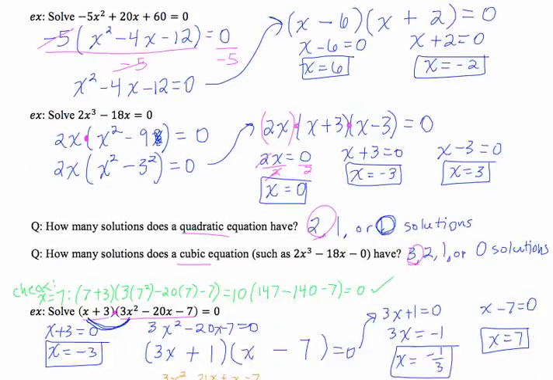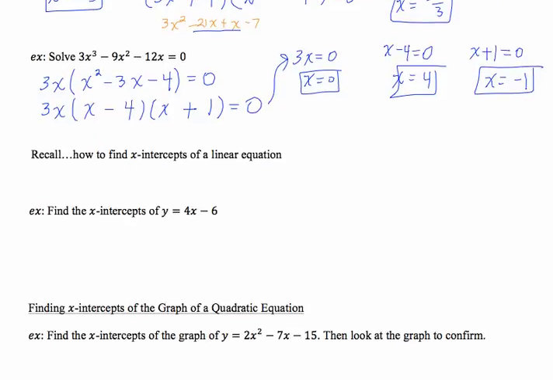Now I'm going to review a little bit because of what we're going on to next. Do you remember, how do you find x-intercepts of a linear equation? Okay, first off, what is a linear equation? A linear equation is a polynomial where the highest degree of x is 1. So it might look like this, say 5x minus 10, for example. Okay, x-intercepts, they occur where y is equal to 0.